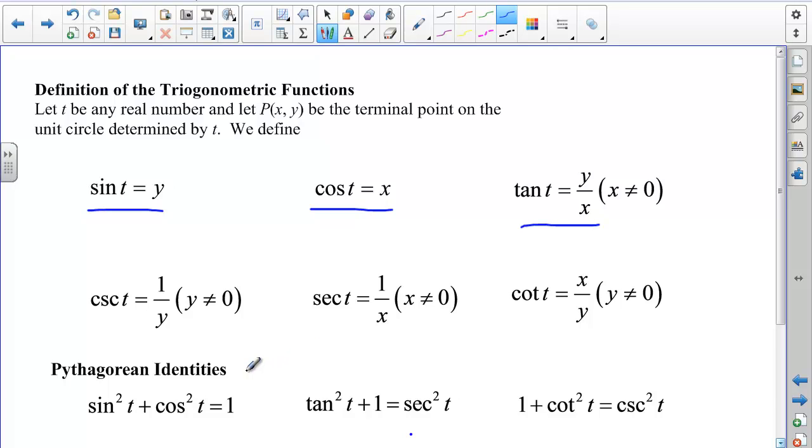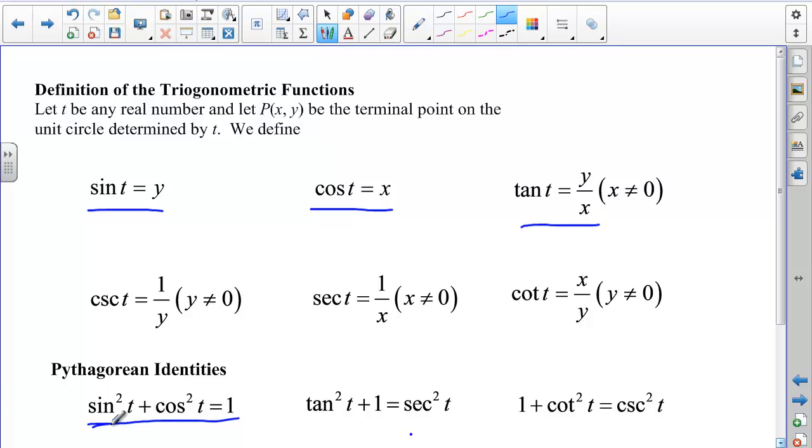The other important identities are the Pythagorean identities, which we have here. This one here is the granddaddy of them all: sine squared plus cosine squared equals 1. From that, we can develop tangent squared plus 1 is equal to secant squared of t, and 1 plus cotangent squared of t equals cosecant squared of t.